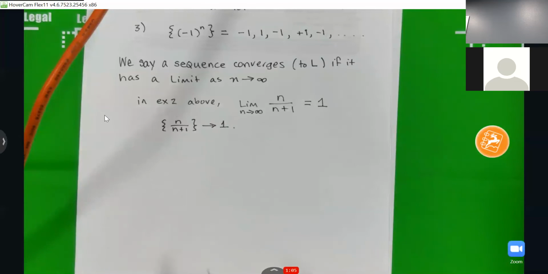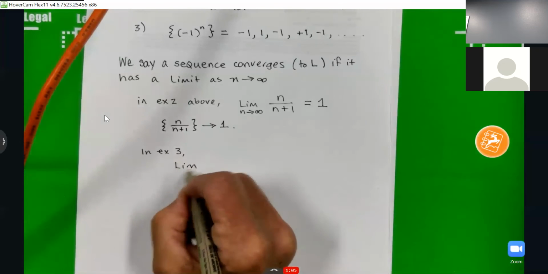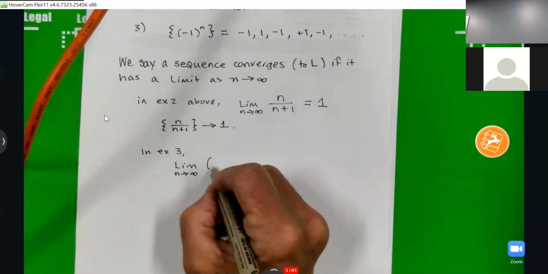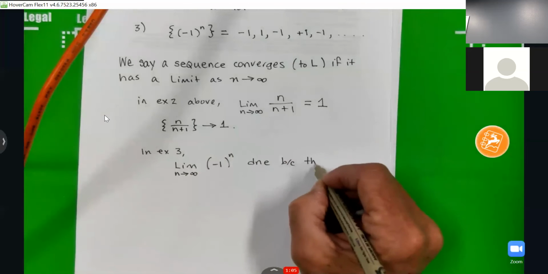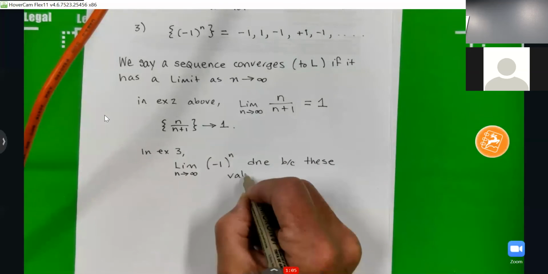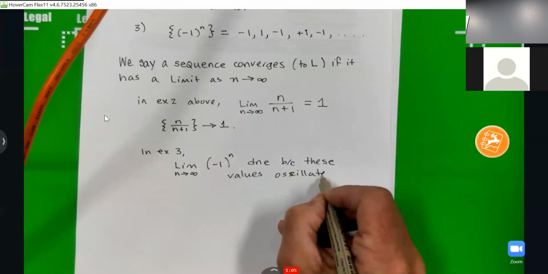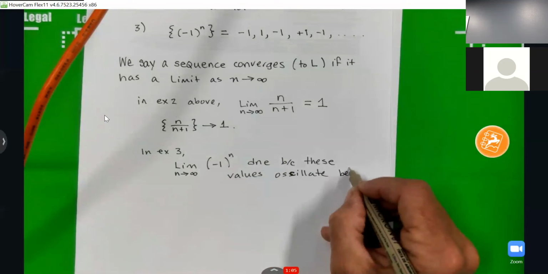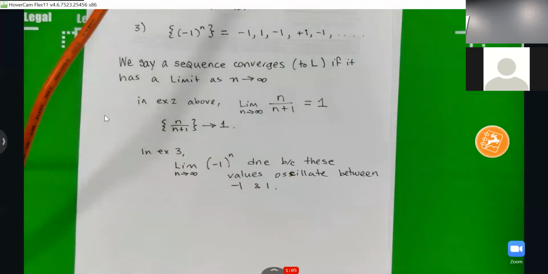The sequence in the third example, the limit as n goes to infinity of -1 to the n does not exist because these values oscillate. Uh-oh, how do you spell oscillate? O-S-C? About like that. Oscillate between -1 and 1. So that's not a sequence that converges. That would be a sequence that diverges.